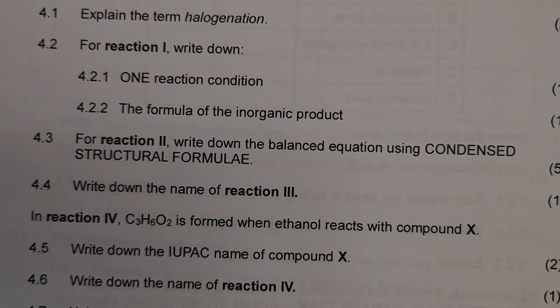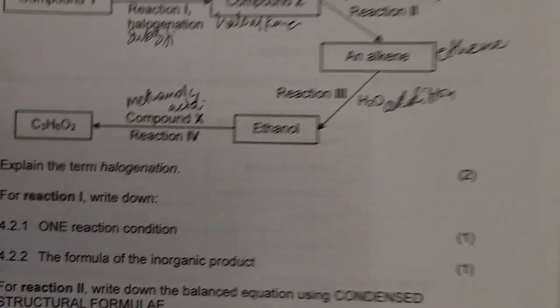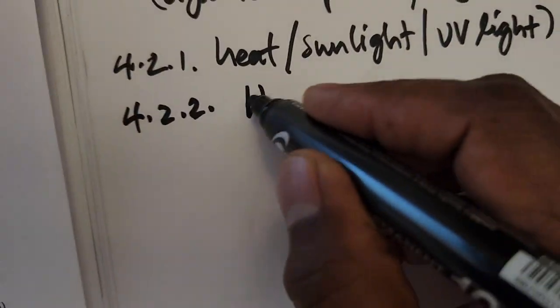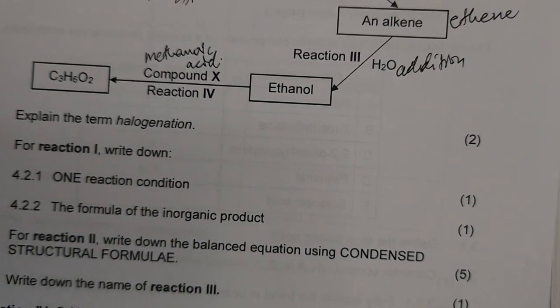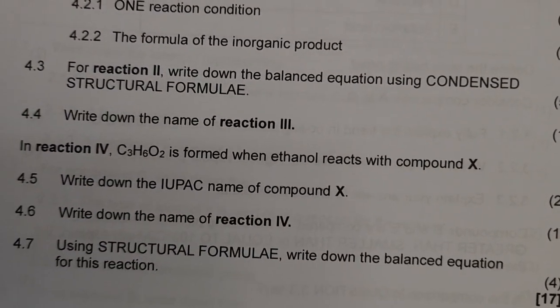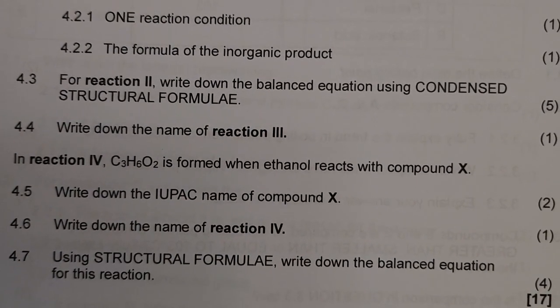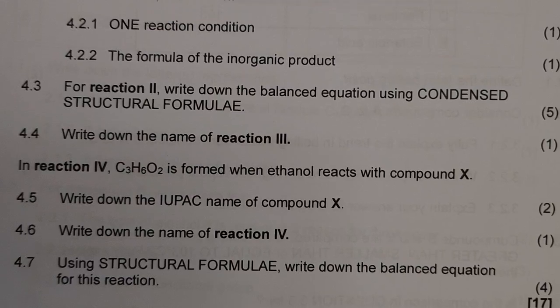Write down the formula of the inorganic product. We've already written there. It will be HBr. Very easy. When you analyze, it becomes very quick in answering questions. Now for reaction 2, that is 4.3. For reaction 2, write down the balanced equation using condensed structural formula.